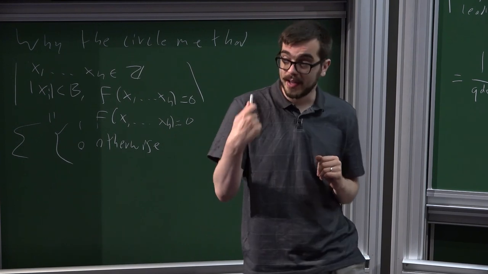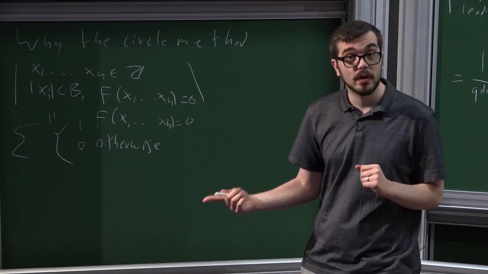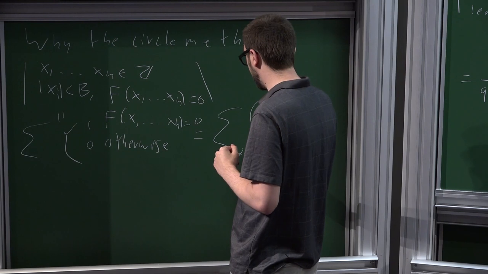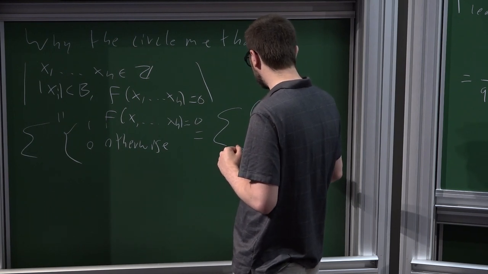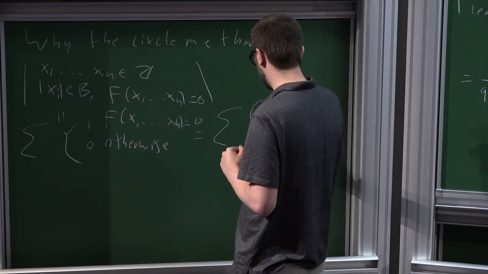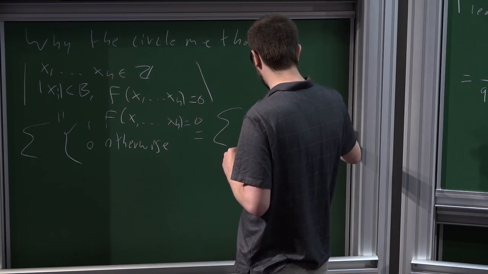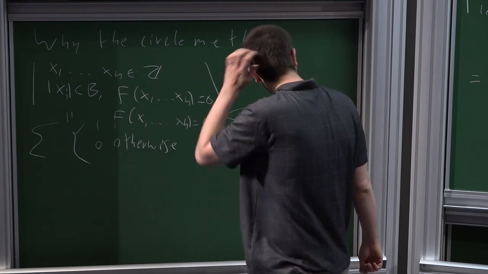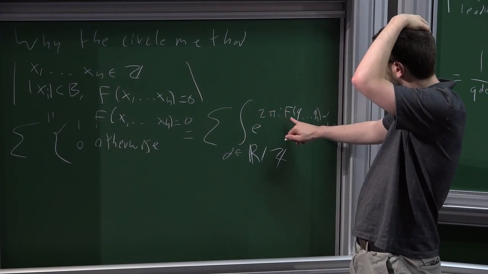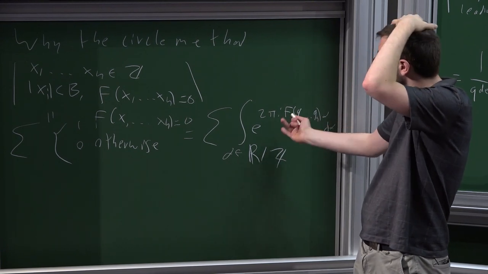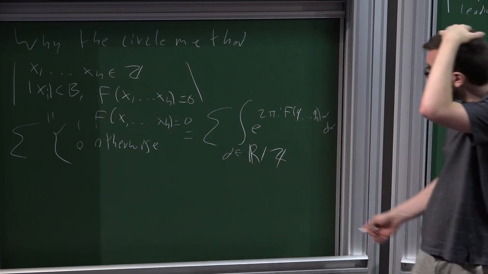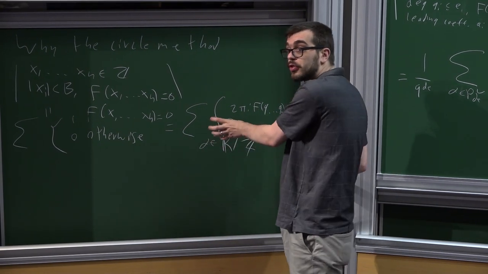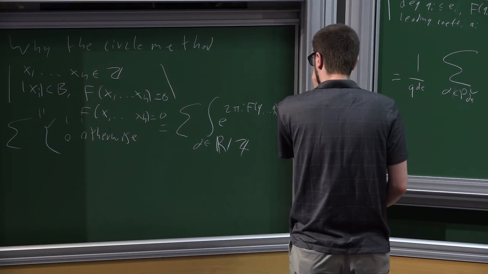And you're trying to check something is 0 by characters. You need to use characters of the dual group. The dual group of the integers is the circle. So this ends up being the sum of some kind of integral over alpha in the circle, maybe in R mod Z, of e to the 2 pi i f of x1 through xn times alpha. So we have a character evaluated in an integer, like a perfect pairing between integers and the circle. And so then we're going to switch the order of summation and break up the circle into various intervals. That's the classical circle method.